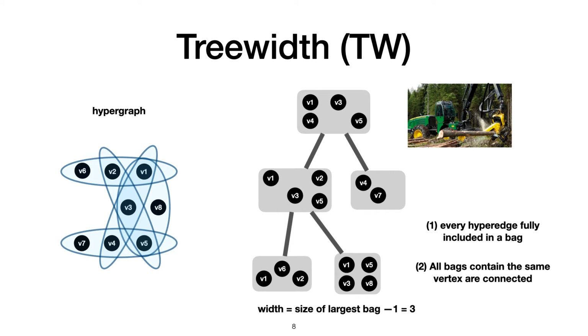A tree decomposition is a tree whose nodes are labeled by bags, and a bag consists of a subset of the vertices. The tree decomposition has to satisfy two properties, namely every hyperedge is fully included in a bag, and all bags that contain the same vertex are connected. The width of a tree decomposition is then the size of its largest bag minus 1 for some technical reasons. In our case, the width of the tree decomposition is 3. The treewidth then is the minimum over all possible tree decompositions.